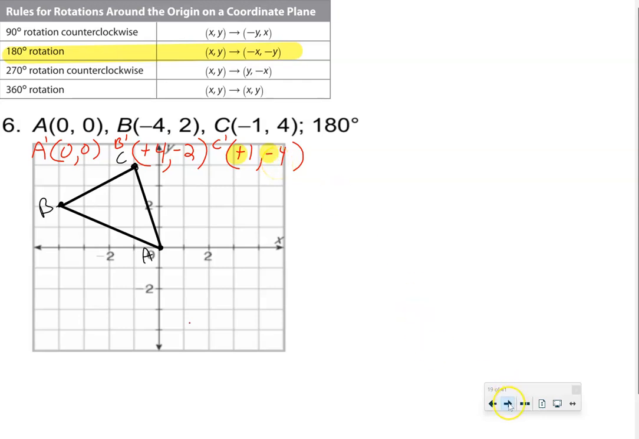And now we're going to plot each one of those points. We've got A prime, which is (0, 0), B prime, which is positive 4, down 2, and then C prime, which is positive 1, down 4. And then you connect the dots, and we have our image.